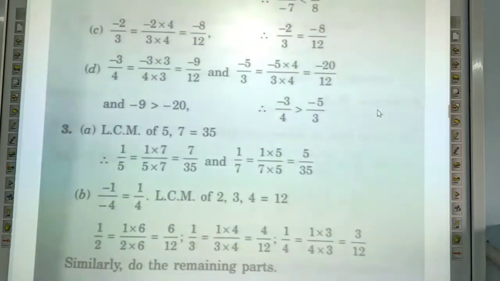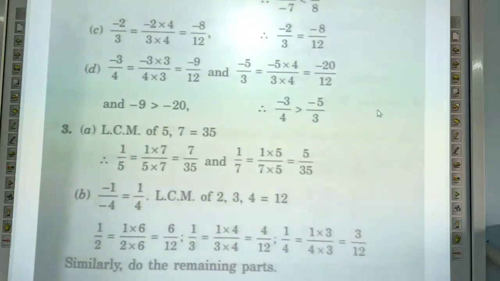Moving to question number 3, with the help of LCM, their denominators are equated. We have to make the denominator equal with the help of LCM. First, the LCM of the denominators 5 and 7 is calculated here, which is 35, and then 1 upon 5 is multiplied by 7 upon 7. 1 into 7 is 7, 5 into 7 is 35, and other rational number 1 upon 7, it is multiplied by 5 upon 5. 1 into 5 is 5, 7 into 5 is 35. So in this way, both are converted into rational numbers which have same denominator 35.